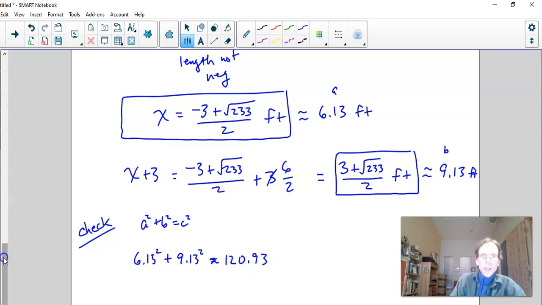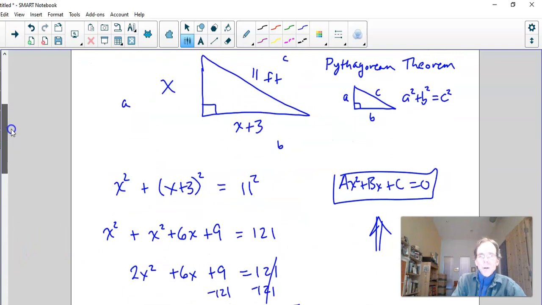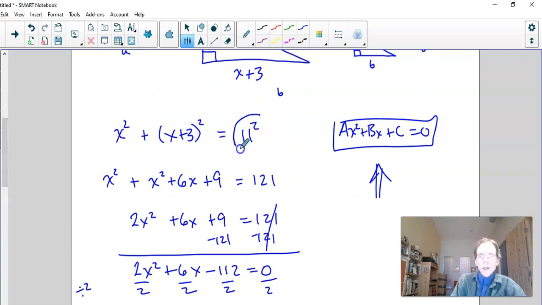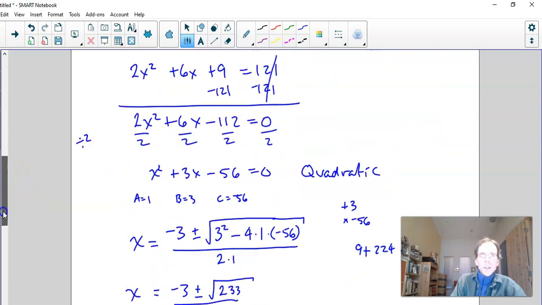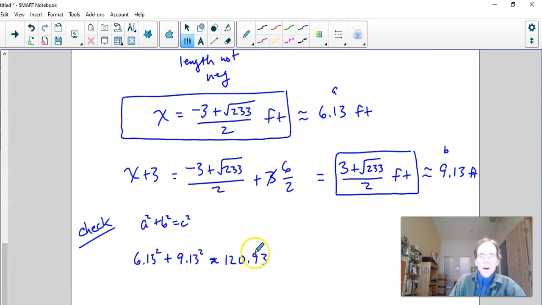What's it supposed to be? Well, when we squared 11, we got 121. So we're supposed to be close to 121. And that is close to 121, right? Very close. So I would say, yeah, it's working. In fact, if we kept more decimal places for these approximations and squared those and added them together, we'd be even closer to 121.